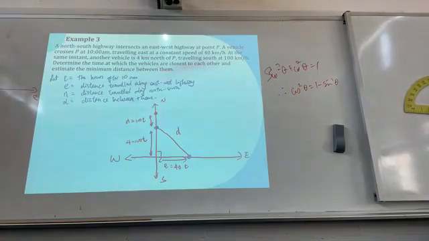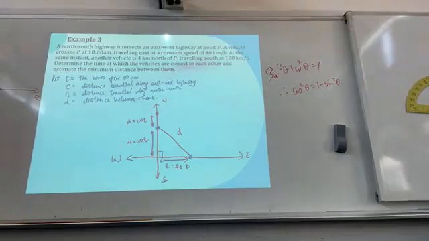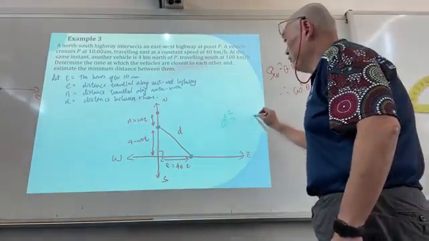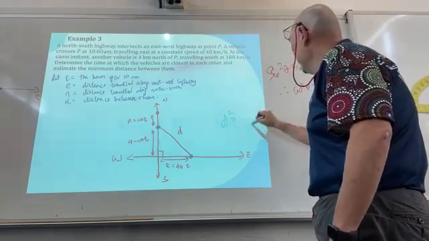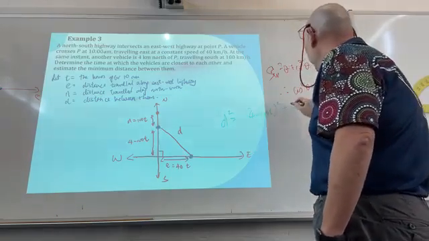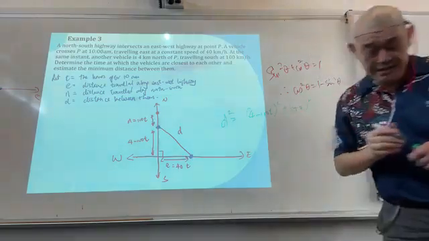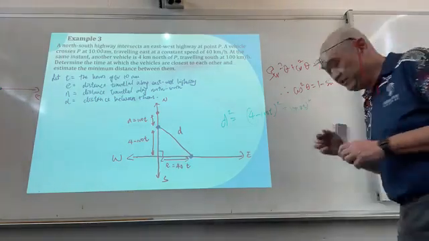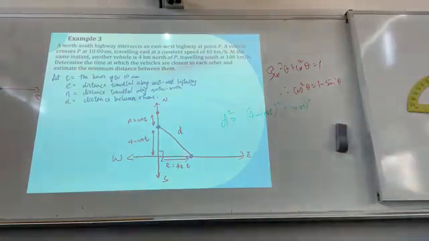Now, I've got a question for you. We are actually looking at Pythagoras' theorem. So we know that D squared equals (4 minus 100T) squared plus (40T) squared. Now, question for you. Do you want to find the square root?